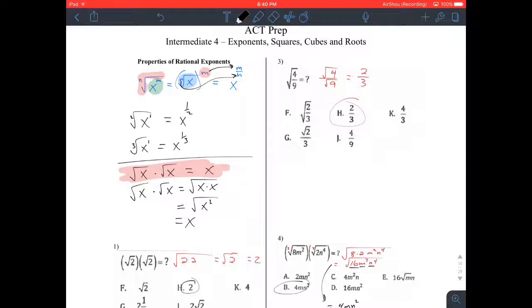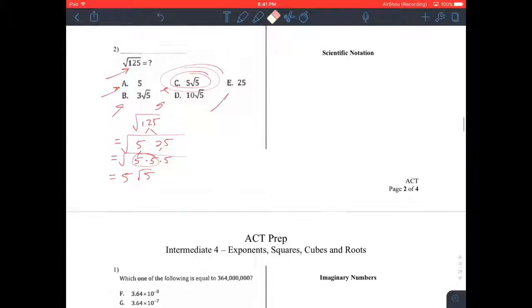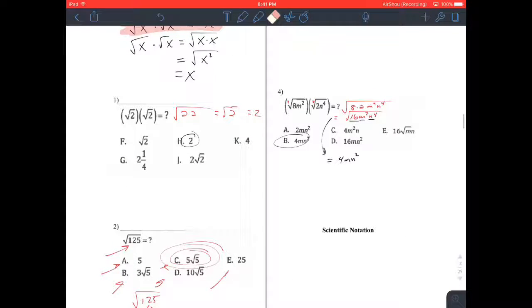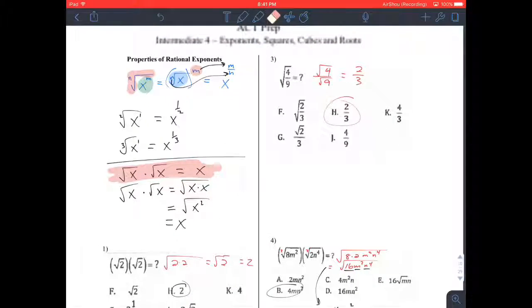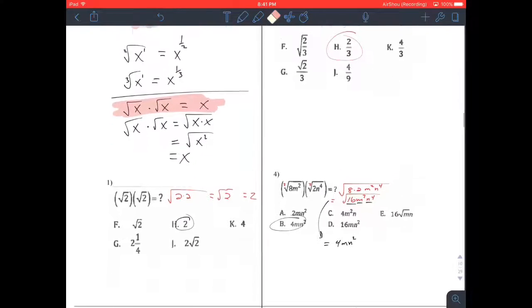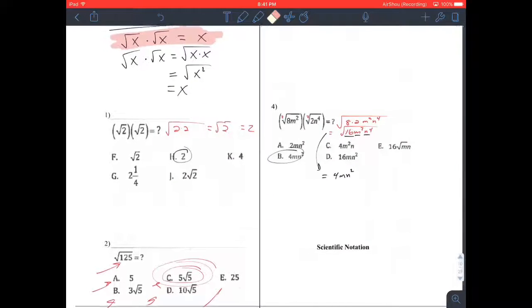And you know what? I think I skipped lots of things I probably should have done. Over here, where we have these properties of rational exponents, I did skip some things here. Let's squeeze this in above scientific notation. This is properties of radicals.